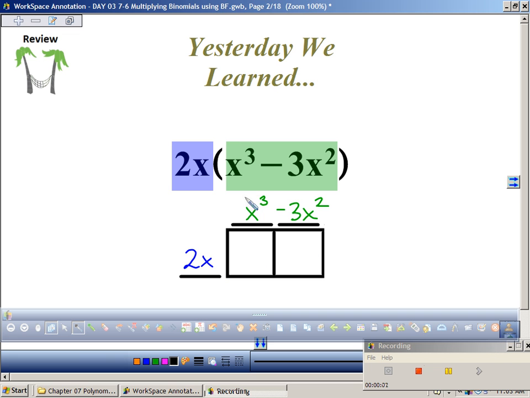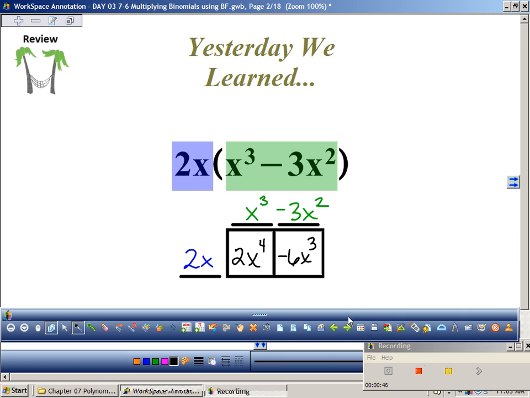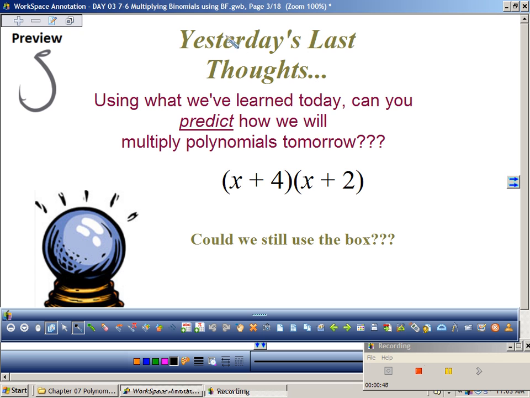Remember that? So 2x times x cubed, Dylan, is 2x to the what power? To the 4th power. Excellent. I have 2x times negative 3x squared. How about Mario? Mario, what is 2x times negative 3x squared? Negative 6x squared. You guys are on it. Okay, questions on that? That's what we did yesterday.